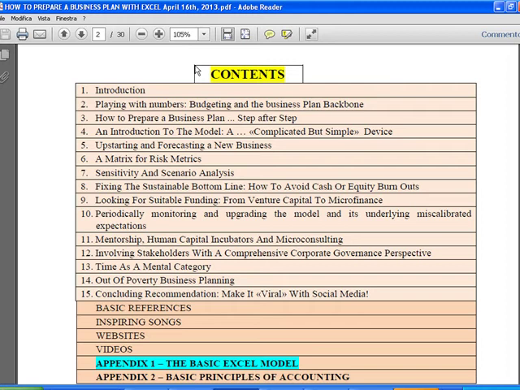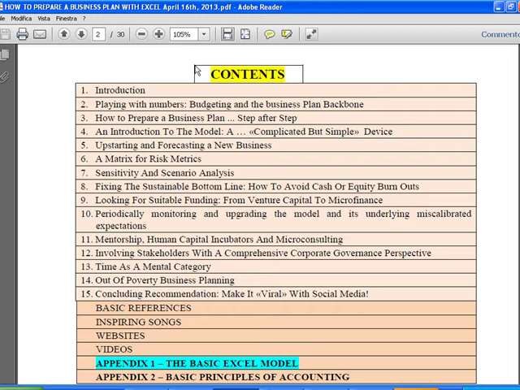We then have to involve all the possible stakeholders with a comprehensive corporate governance perspective. Also, we have to consider time as a mental category, because a business plan is an evolutionary plan, time after time, across years. We can also have a sort of out-of-poverty business planning for social entrepreneurship, and then concluding recommendations. Make it viral with social media, such as YouTube, for example.